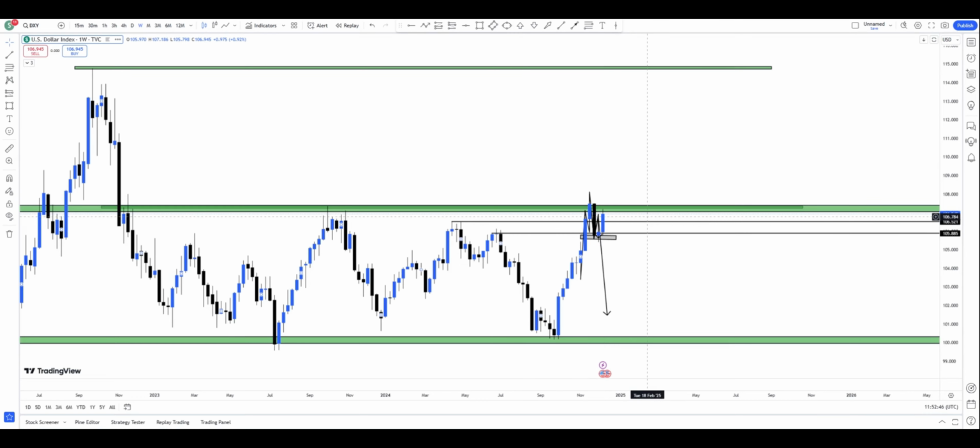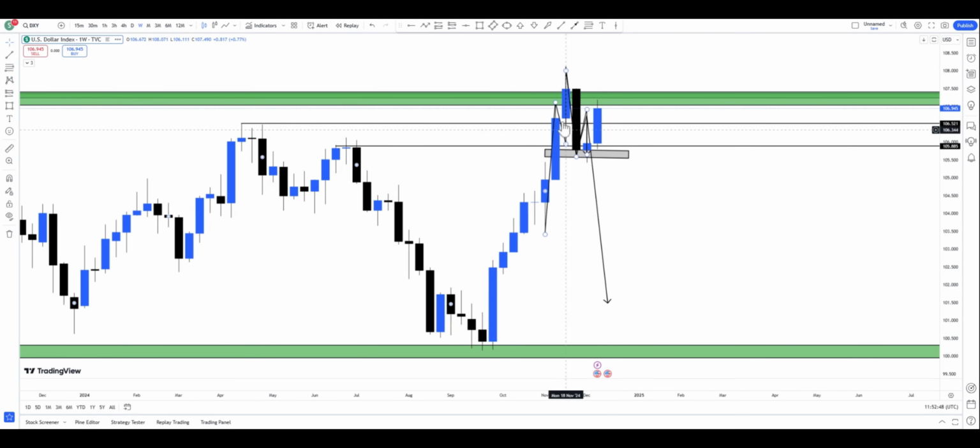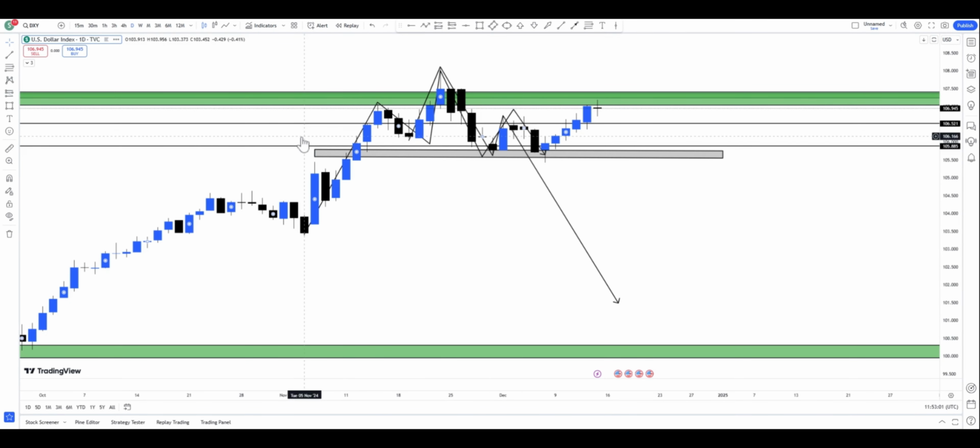Now on the weekly time frame, we can see that the market actually rejected from here, which we saw a head and shoulder on the daily time frame, but price was unable to break below the neckline. So let's go to the daily time frame. Now on the daily time frame, we can see the head and shoulder. So this was the first shoulder, this was the head, and this was the second shoulder. But price was unable to break below the neckline for this pattern to play out. So market rejected from the neckline and pushed higher.